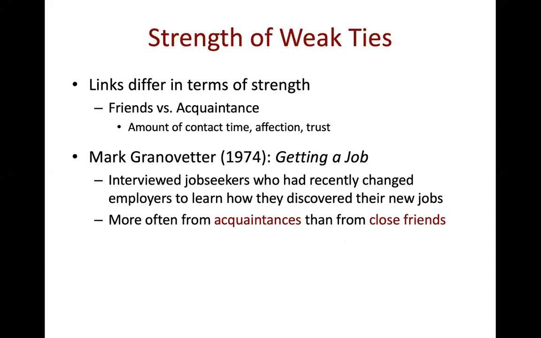So Mark Granovetter in 1974, a long time ago, interviewed job seekers who had recently changed employers to learn how they discovered these new jobs, and they found them more often from acquaintances than from close friends, right? So you can see that even in the job space, people don't find jobs from close friends. They usually find jobs from somebody they know indirectly.